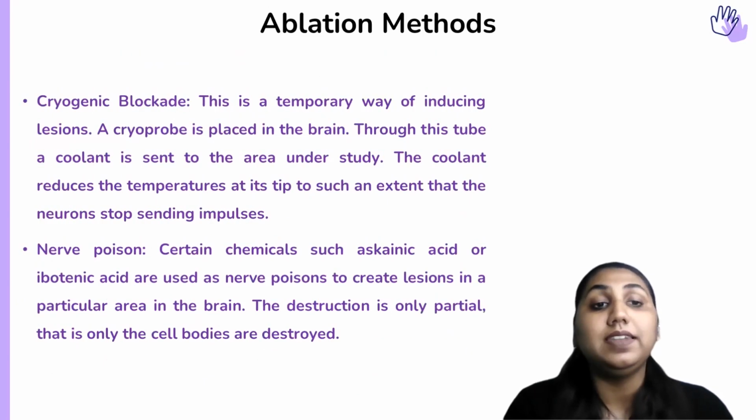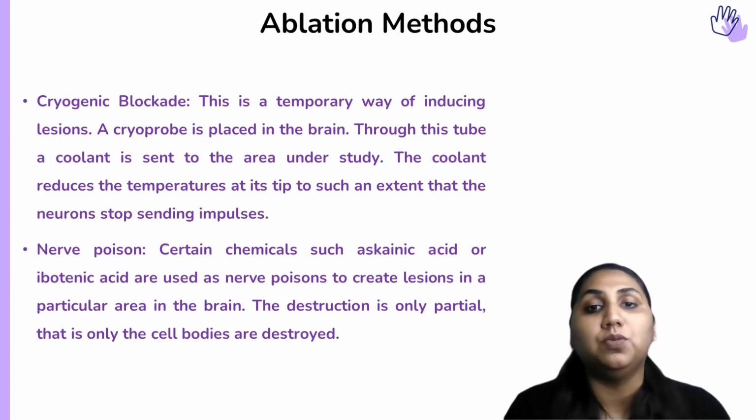All right. Next comes your cryogenic blockade. Now your cryogenic blockade is a temporary way of inducing a lesion. Over here, a cryoprobe. What is a cryoprobe? It's basically a coolant. It will freeze your brain, wherever you touch it, for that particular time period. So a cryoprobe is placed in the brain, and through this tube, a coolant is sent to the area which you are trying to study. It's a device through which you will be sending the coolant.